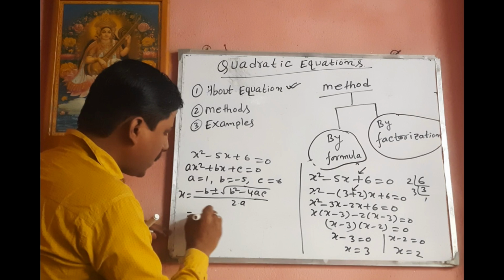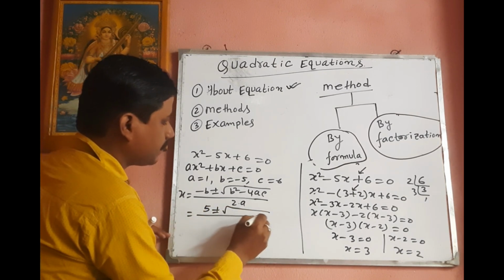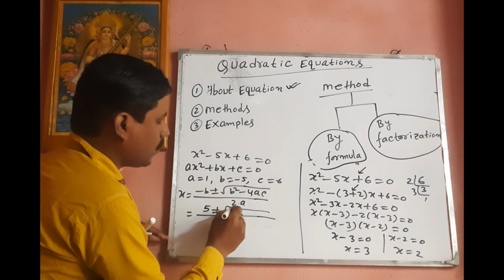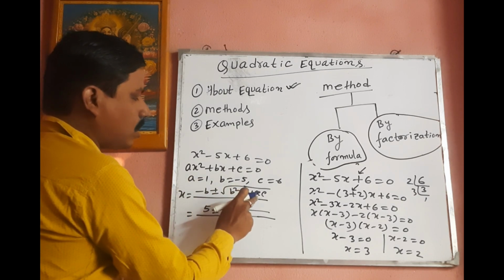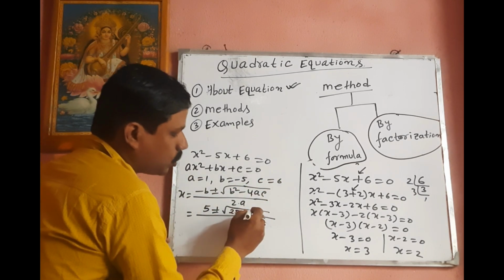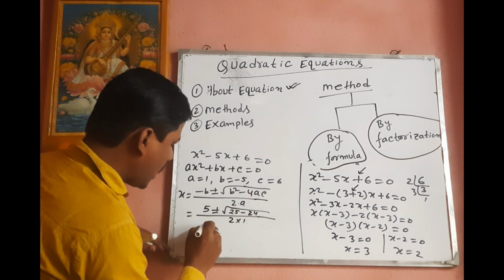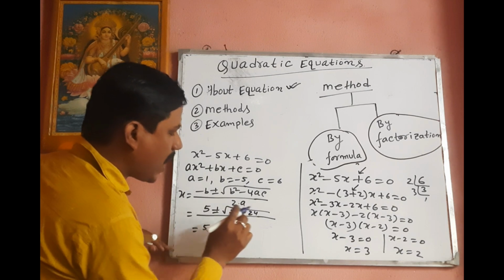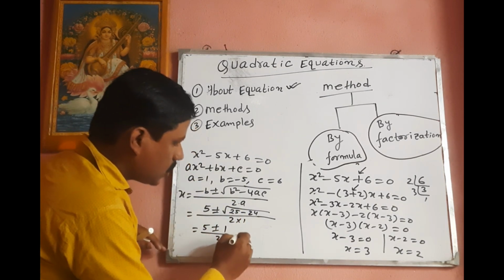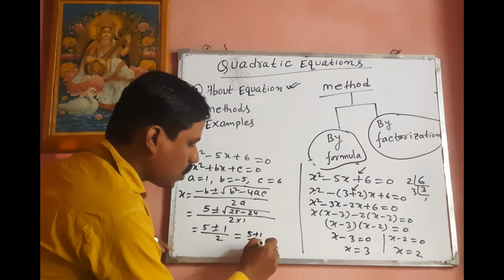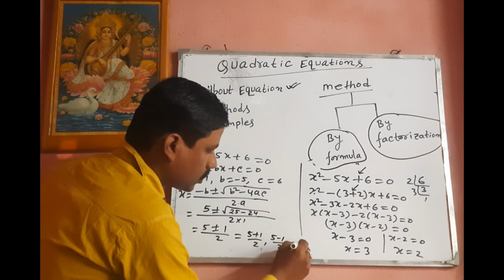Now putting the value of a, b, c, we get 5 plus minus root under b square, that means 25, minus 4 multiplied by 1 and multiplied by 6, that is 24, and 2 into 1. Then 5 plus minus root of 25 minus 24 is 1, so this is 1 and this is 2. So the 2 roots are (5 plus 1)/2 and (5 minus 1)/2. That is, the 2 roots are 3 and 2.